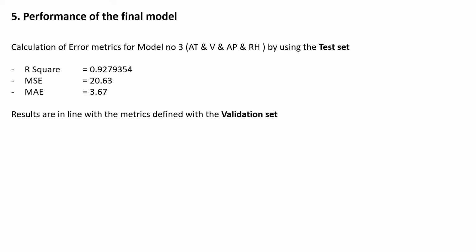The final step was to check the performance of the final model. As said before, I chose the last model with all 4 features as my final model. And here I calculated the R-square, MSE, and MAE with the test set. Basically, the results are in line with the metrics defined already before with the validation set.